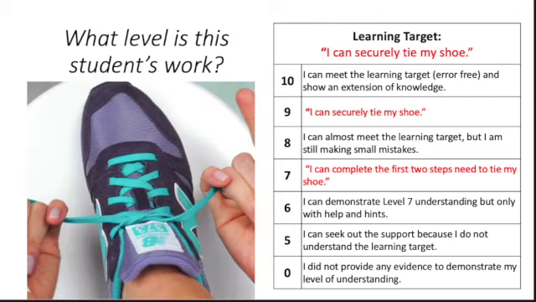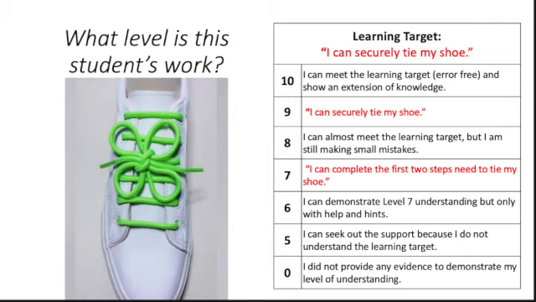What about this student? This student demonstrated that they know the first step necessary to tie their shoe, but if this is the only evidence that we have, we can only assume that a 6 is their highest level of understanding.